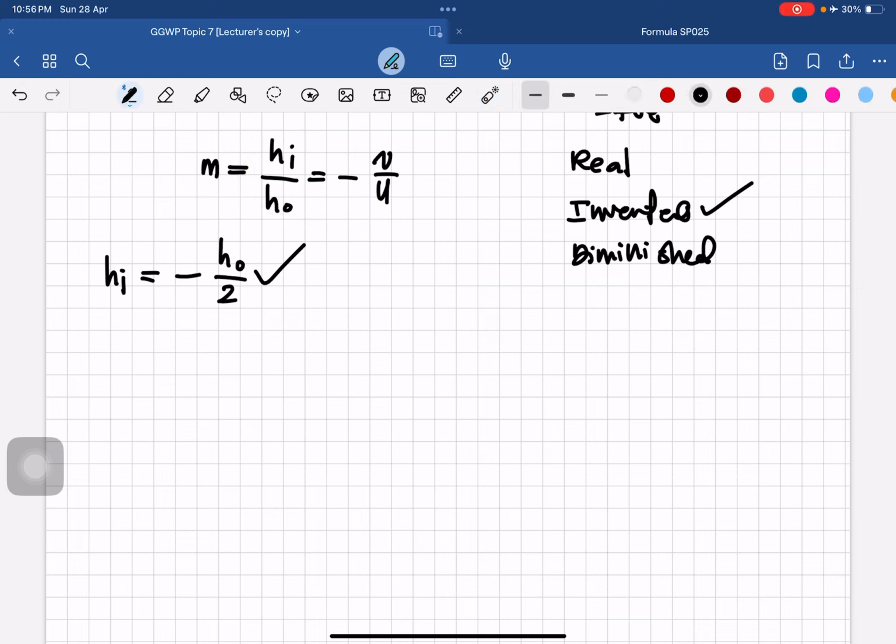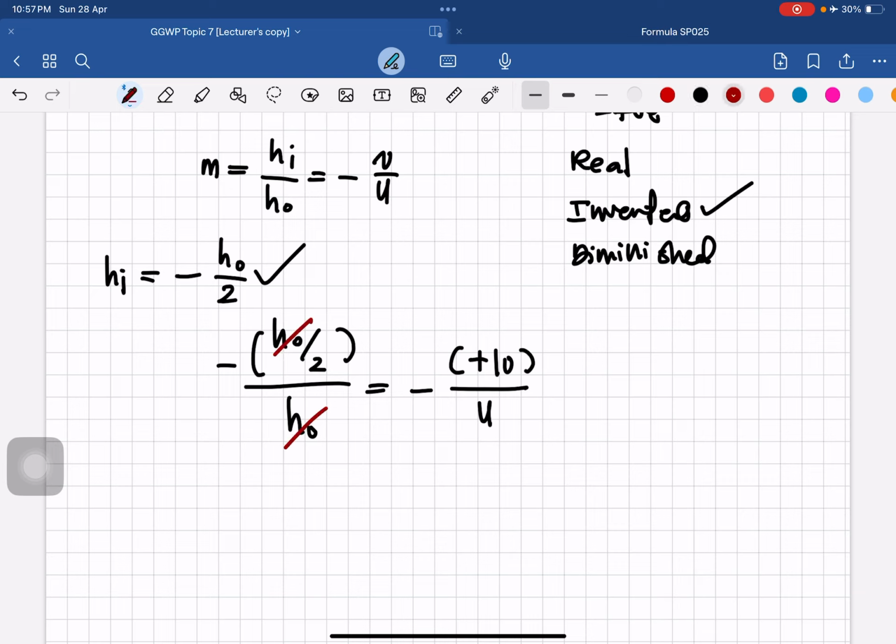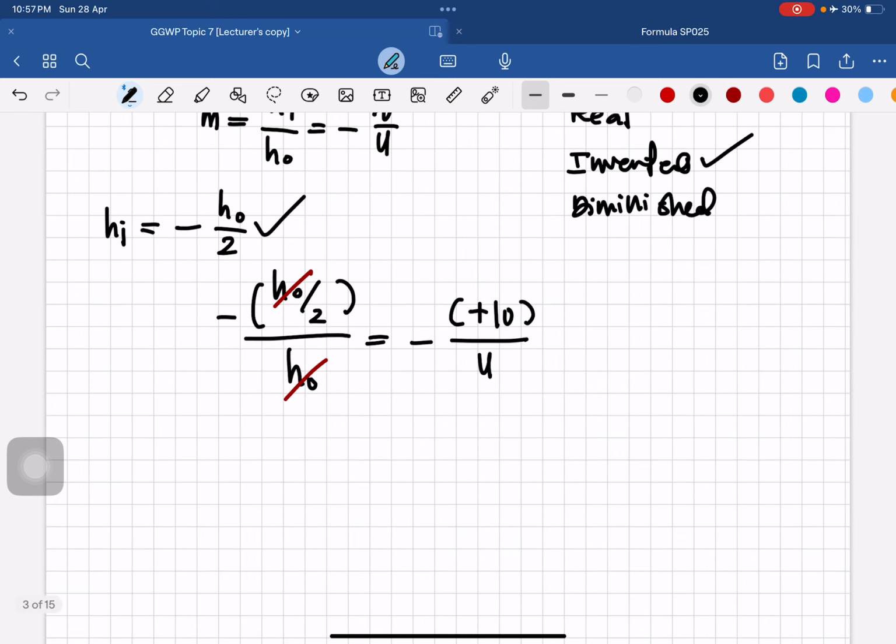Meaning if we substitute that, we are going to write it as height of the object divide by 2 divide by height of the object equal to negative positive 10 divide by U. U is the one that we are looking for lah. Okay, so dari sini kamu boleh cancel height of the object semua ni. And then if you substitute this into your calculator and solve it, you will get positive 20 cm.